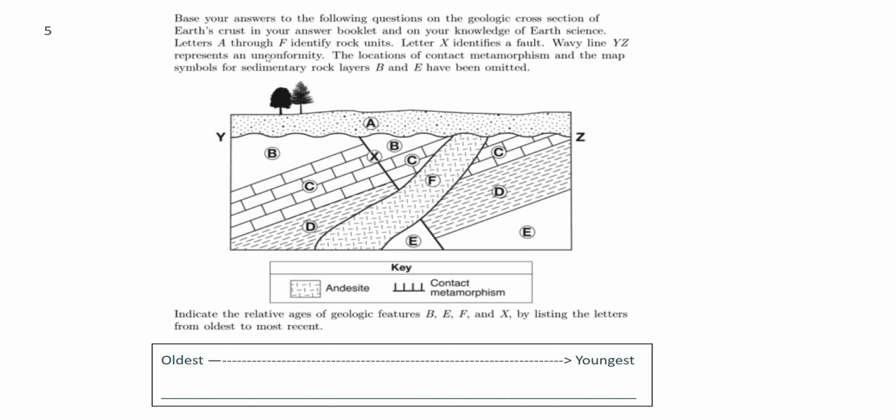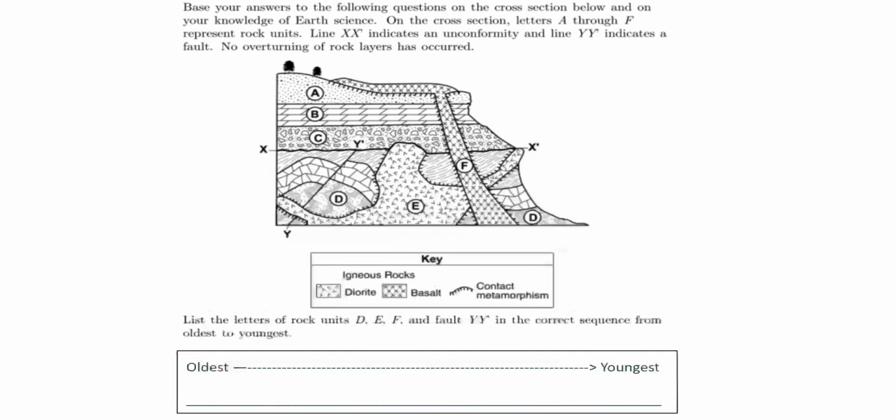That's an unconformity. We haven't talked about unconformities yet. We'll discuss it in the future, but for this particular question, it's not that important. The locations of contact metamorphism and the map symbols for sedimentary rock layers B and E have been omitted. So here's contact metamorphism. It's basically telling you that it did not use the symbol in this picture, but you'll actually find contact metamorphism in question number 6, I believe. It's this symbol right here.